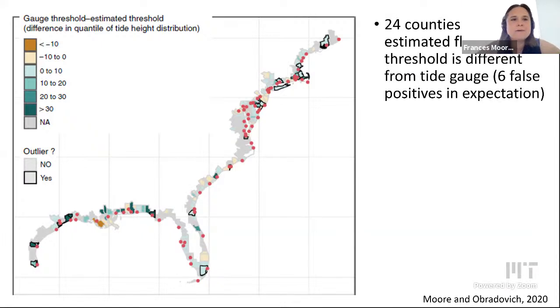And so we find, sorry, I have to move my Zoom screen. So of these outlier counties, we identified 24 counties where our estimated flood threshold is statistically different from the local tide gauge. And we have to be careful, we're doing a lot of statistical comparisons here, right? So we have to be careful about the number of false positives. But that is a lot different than the number of false positives that we would expect in expectation.